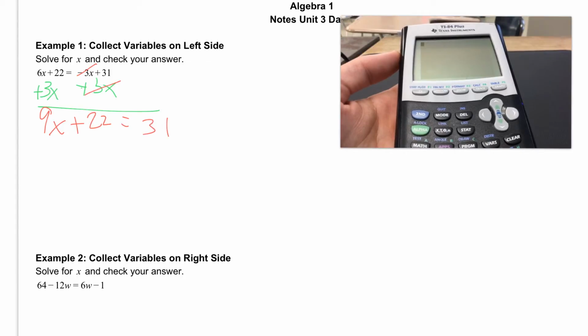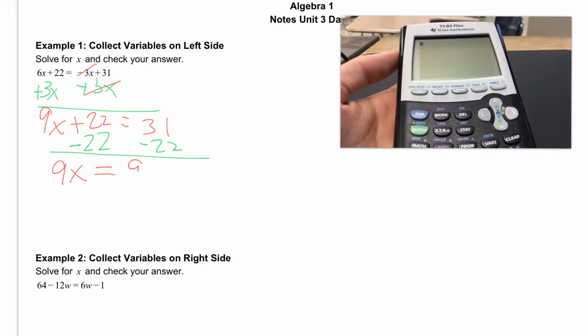Now I'm right back to where I was in Chapter 2, where I have a two-step equation. My variable's on the left, it's being multiplied by 9, and we're also adding 22 to it. If I go in the reverse of the order of operations, I have to get rid of this plus 22 first. So I need to subtract 22 from the left, which means I need to subtract 22 from the right. When I do that, I end up with 9x equal to 9.